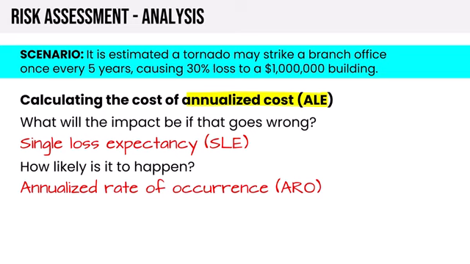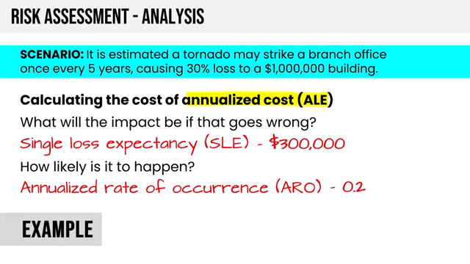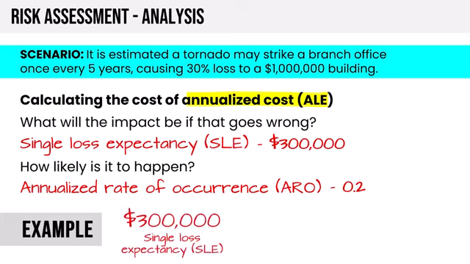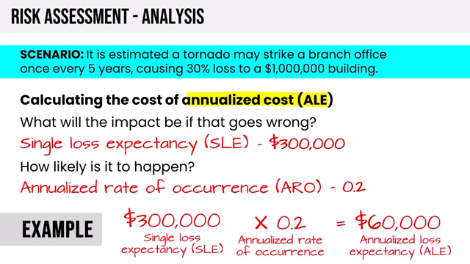Now let's calculate our annualized cost, our annualized loss expectancy. We said our single loss expectancy is $300,000. Our annualized rate of occurrence, once every 5 years, is expressed as a decimal as 0.2. So let's calculate our annualized loss expectancy. We have the $300,000 single loss expectancy. We take that times our annualized rate of occurrence, 0.2, equals an annualized loss expectancy of $60,000. That's that $300,000 single loss expectancy spread across the 5 years for every single occurrence.